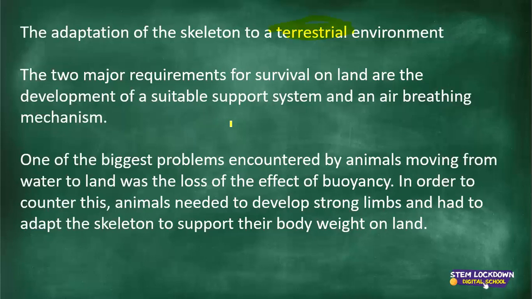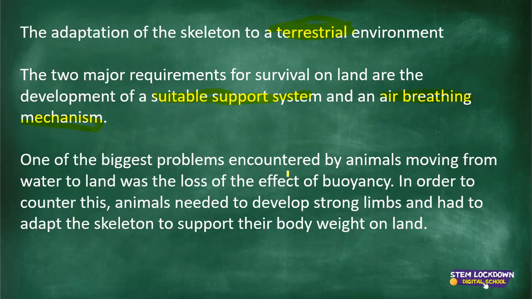The two major requirements for survival on land are what? The development of a suitable support system and an air-breathing mechanism. So you need a suitable support system, because how will you even stand, let alone move? How will you even stand on land with gravity there as well? And then an air-breathing mechanism. When you're on land, because there's air, you need to be able to breathe in the oxygen. And because we are walking on ground, you need to form some balance. So those are the requirements. Any animal organism that is existing in the terrestrial environment needs to have these two characteristics.